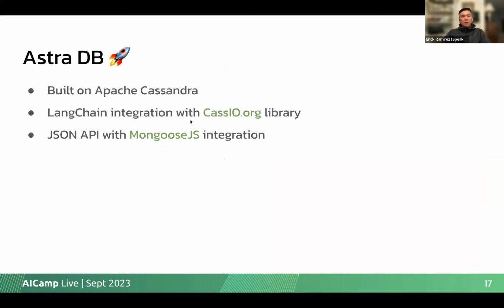And so with something like AstroDB, which is a managed service, it's built on Apache Cassandra. So it's all got the good things that you have, except that you no longer have to manage it. The big advantage too with AstroDB is it's got a direct LangChain integration that uses the Cass.io library. So in fact, you don't need to worry about the database side of things, because LangChain will take care of you through the Cass.io library.